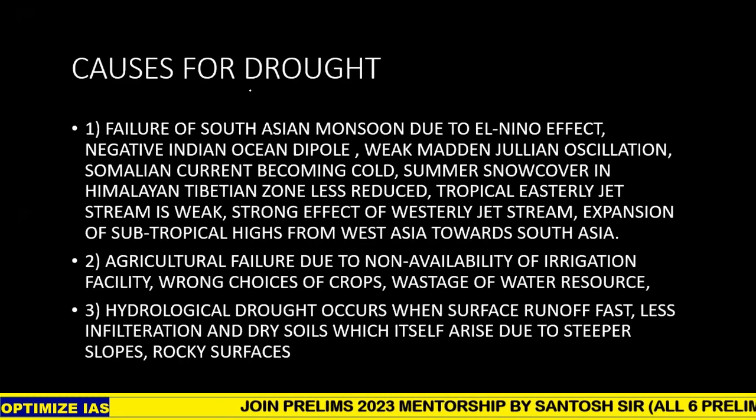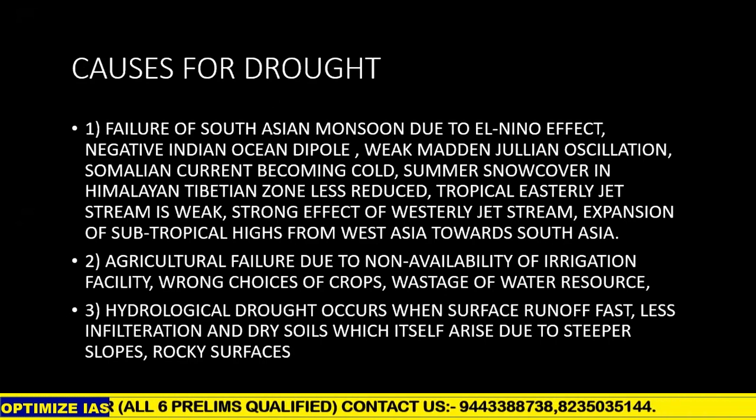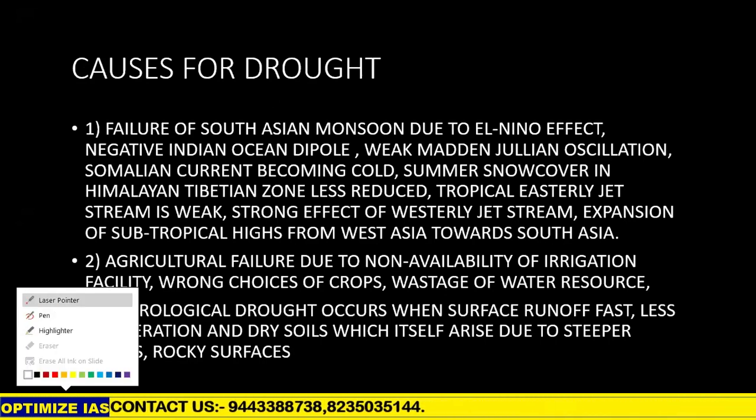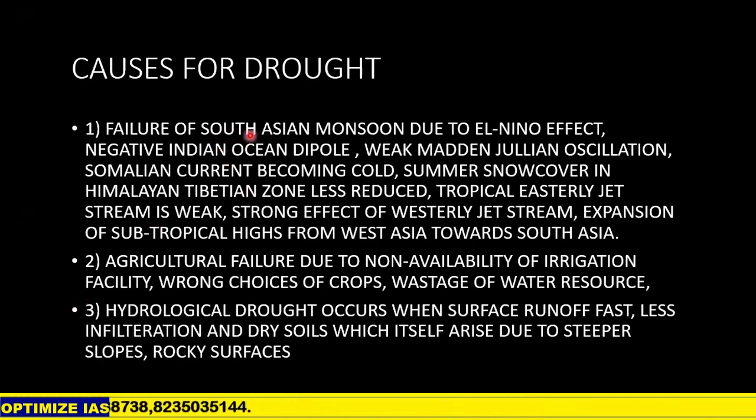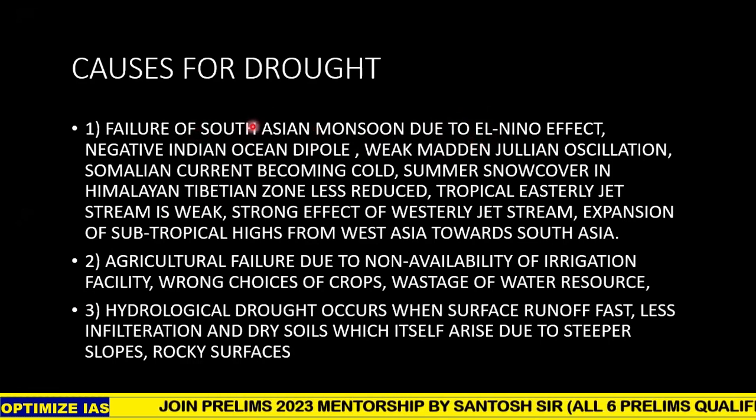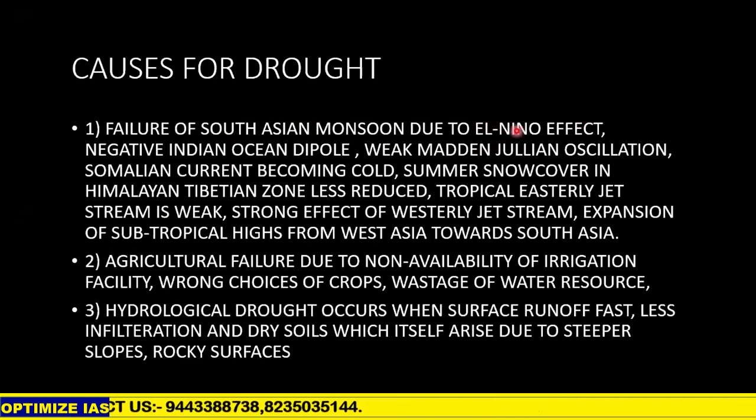So what are the major reasons for drought occurrence in South Asia? We have to look into two, three factors. One, why the meteorological droughts take place. It's nothing but failure of the South Asian monsoon. It's the climatic or environmental reasons. So what are the climatic factors that can reduce the southwest monsoonal rain in India? The El Nino effect. Whenever El Nino is there, that kind of situation.